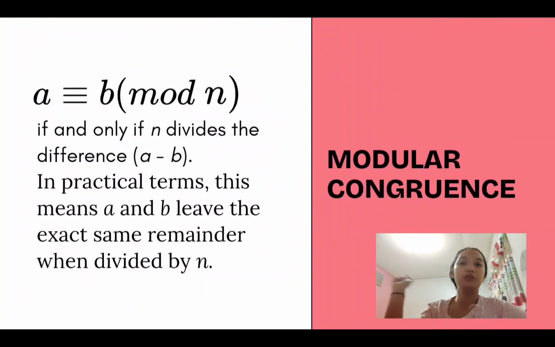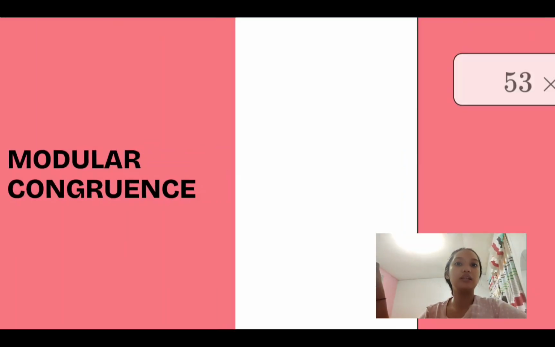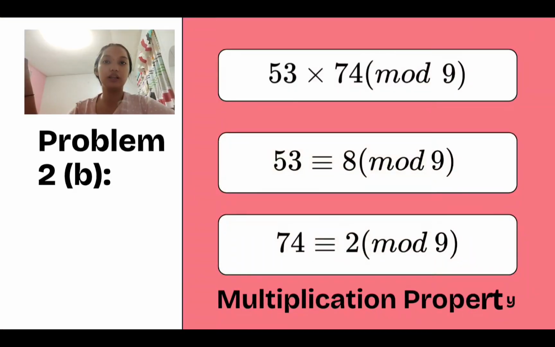Second, we use modular congruence. We say A is congruent to B mod n if and only if n divides the difference A minus B. In practical terms, this means A and B leave the same remainder when divided by n. This property is a powerful tool because it allows us to substitute large, cumbersome numbers with their smaller congruent remainders for easier computation. We are given the initial congruences for substitution.